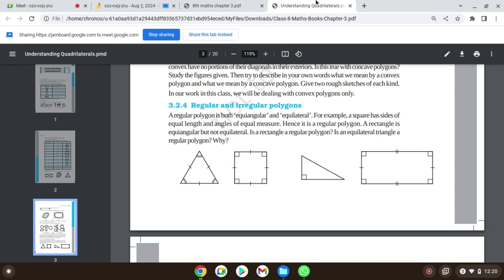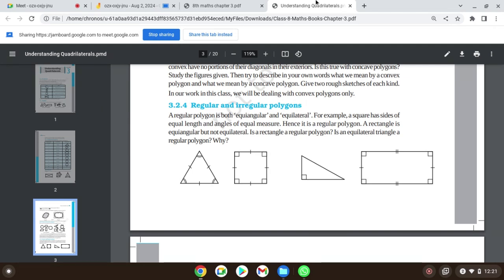Regular and irregular polygons. A regular polygon is both equiangular and equilateral. A regular polygon means that it is equiangular, that is, if we draw the picture, it has equal angles in the whole shape, and it is also equilateral, so the sides are equal with each other. For example, a square has sides of equal length and angles of equal measure. Hence, it is a regular polygon.